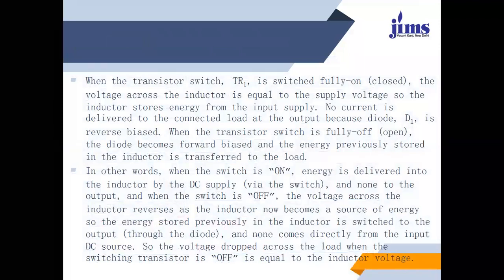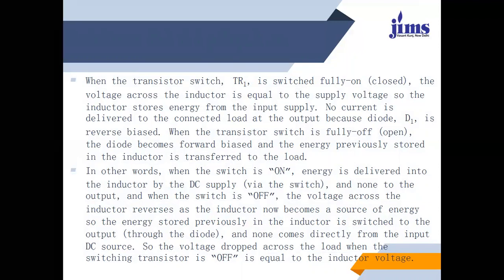When the transistor switch TR1 is switched fully on or closed, the voltage across the inductor is equal to the supply voltage. So the inductor stores energy from the input supply. No current is delivered to the connected load at the output because diode D1 is reverse biased. When the transistor switch is fully off or open, the diode becomes forward biased and the energy previously stored in the inductor is transferred to the load.